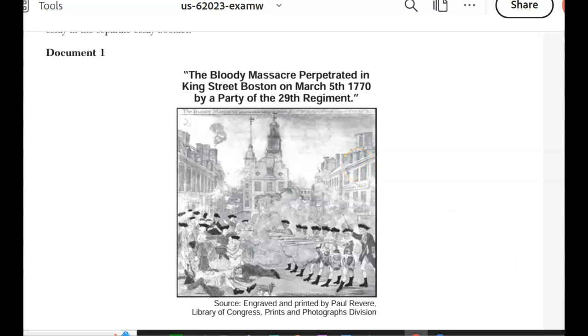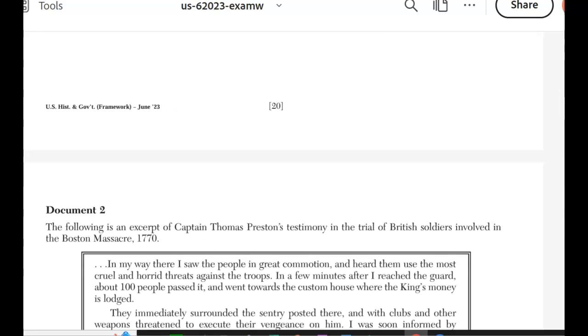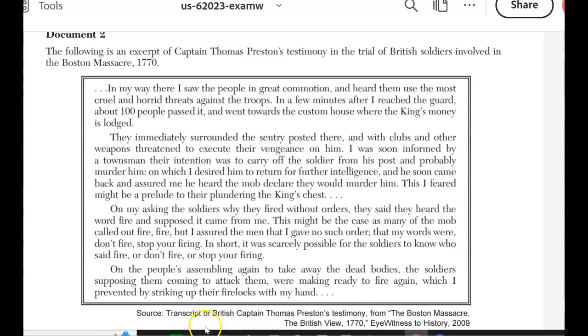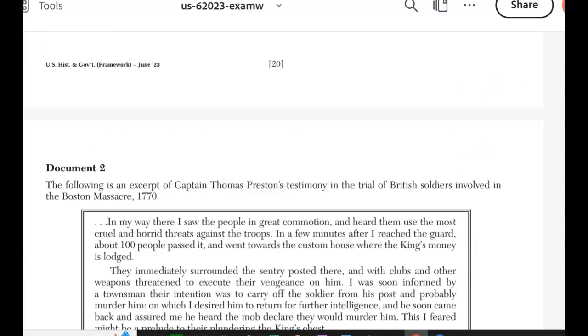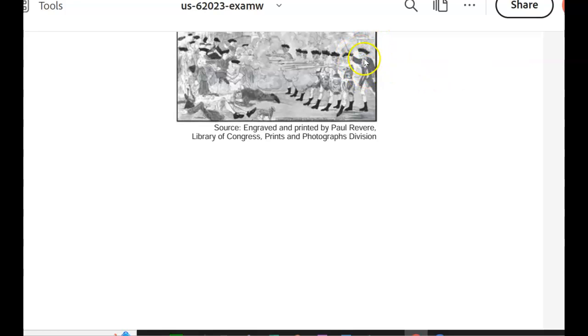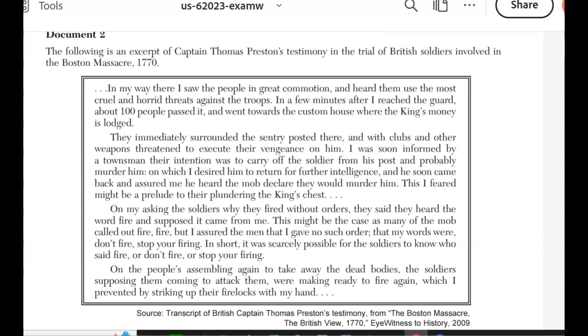The second document here is a transcript of British Captain Thomas Preston's testimony from the Boston Massacre. Captain Preston was this guy. He was the commander that night. And when they put the soldiers on trial, Preston gave testimony about what actually happened. And under oath in front of the court, he said the following.